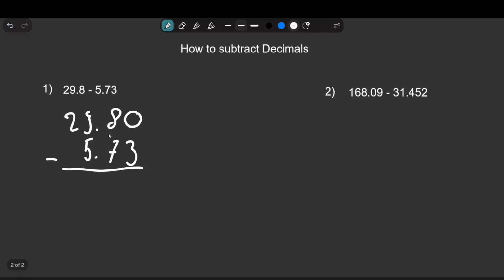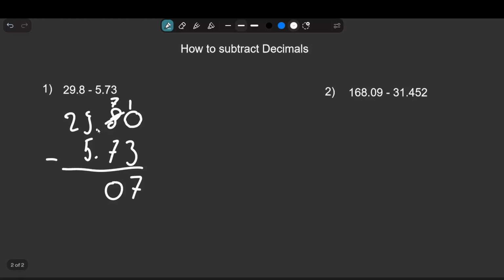Okay, let's start by subtracting from the top to bottom. So 0 minus 3, you can't do that in these type of problems. So we take the 8 and we borrow 1 from the 8. So we cross this out, make it a 7. So the 8 is now a 7, and this is a 10 now. So 10 minus 3 equals 7. Now we just have 7 minus 7 equals 0.